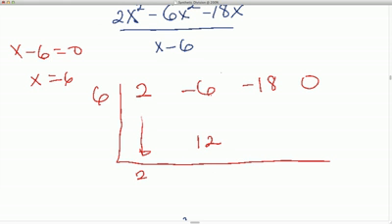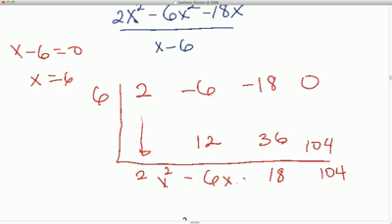Alright, so take 2. If I bring down this 2, multiply, I get 12. When I add here, I get a positive 6. Then 6 times 6 is 36. And then when I add, something's still fishy though, it should be a factor, I thought. 2, and then minus 6, minus 18, that's right. Yeah, that's all right. So then we get a plus 18, and then 6 times 18 goes over here. And then you add it together, and that's your remainder. So we would have 2x, it was cubed, so squared, minus 6x, plus 18, the remainder of 104.